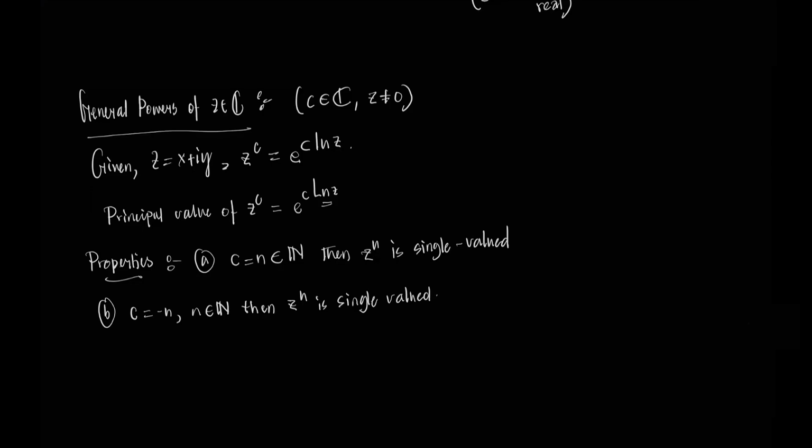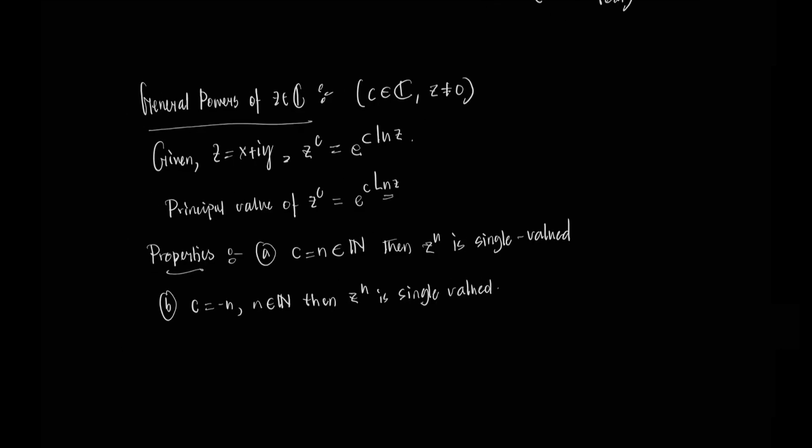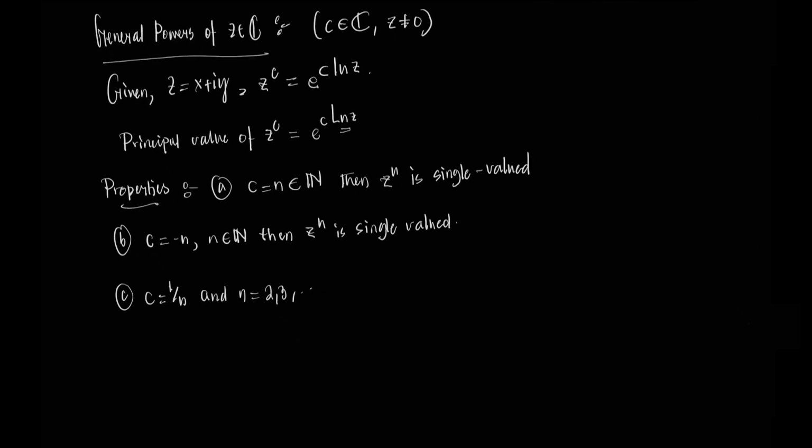Okay, and these we already know, right? We talked about z power n, z power minus n, so that's literally no issues. What about c, which is 1 by n? Let's say c is a fraction which is 1 by n, and n equals 2, 3, all of this. So basically n equals 2, n equals 3, that sort of thing.